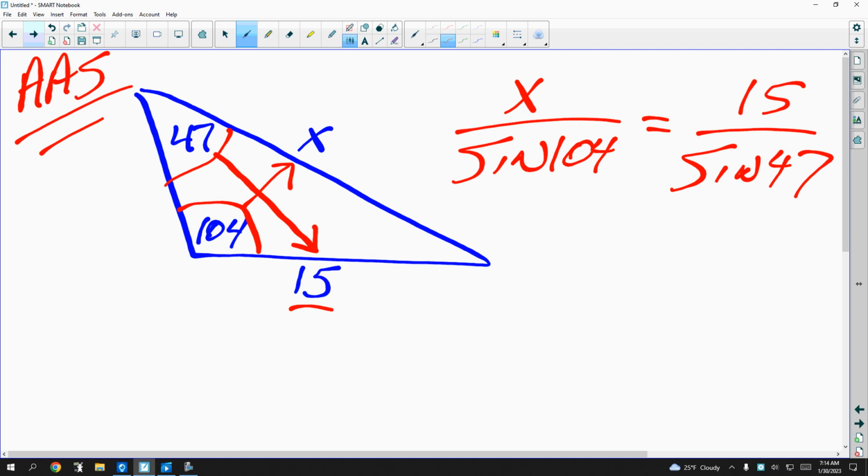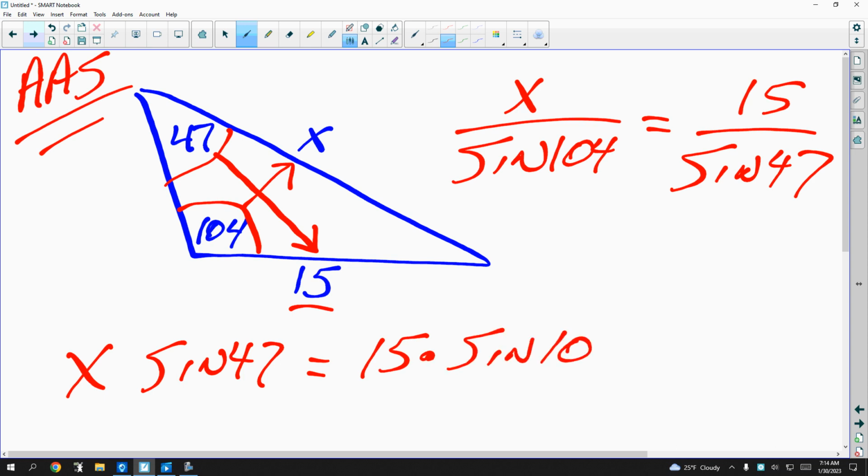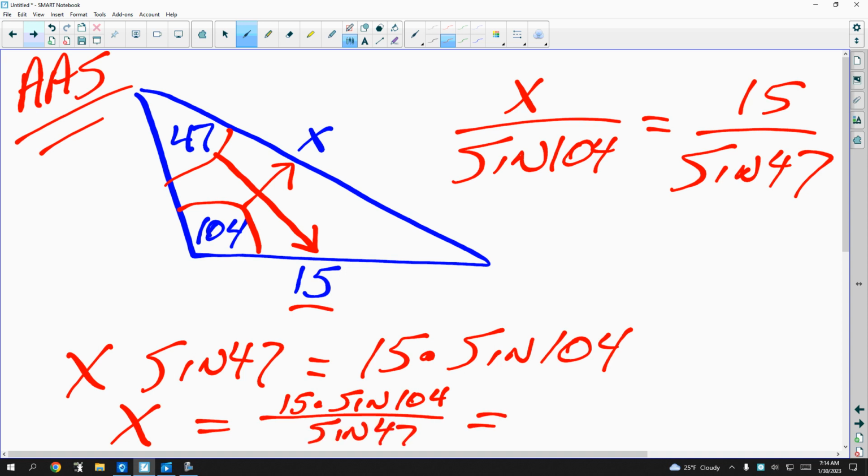So it's going to be X sine 47 equals 15 times sine 104. And then you're going to divide. So it's going to be 15 times sine 104 divided by the sine of 47. And by the magic of, I've already done this problem, that answer is 19.9. And that is the law of sines.